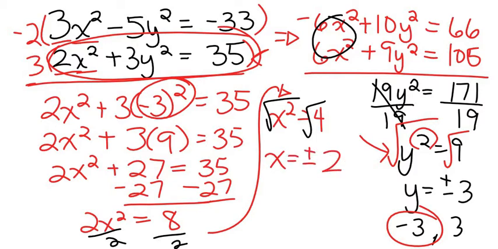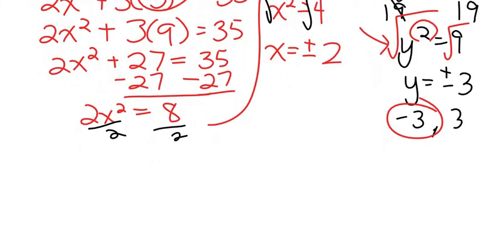Okay, now how do we put this in points? Because that's the big question. Okay, so let's think of this. Think about it this way. If you plug in y equals negative 3, we're going to have 4 points here.